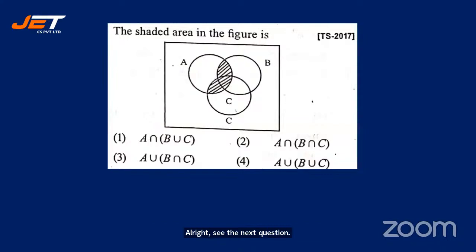The shaded area in the figure is dash. So what is it? Very easily you can find it out. You have A, B, C. So is it option 1, A intersection B union C? Or is it option 2, A intersection B intersection C? Or is it third option, A union B intersection C? Or is it fourth option, A union B union C? All right. So let's see who's going to give me the right answer.